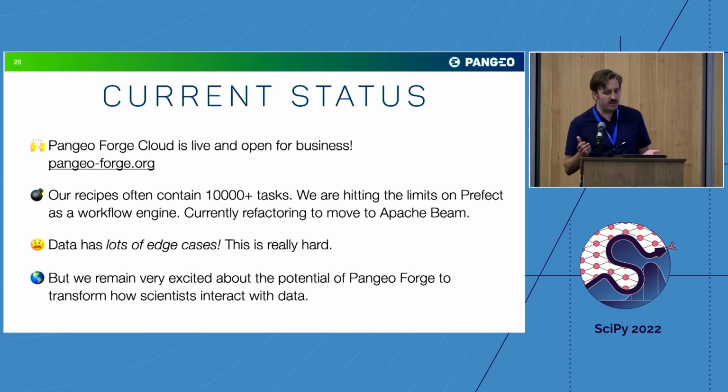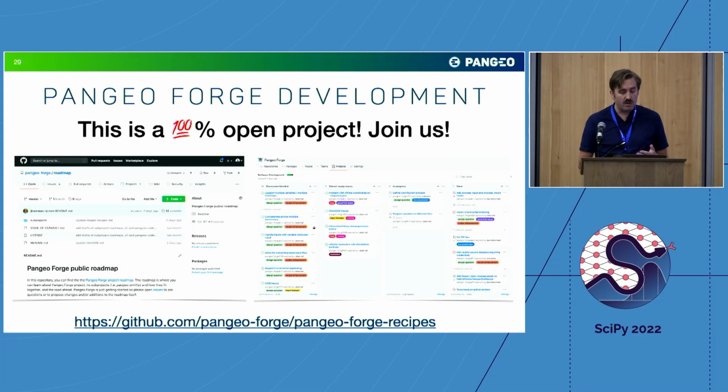Despite those challenges, we're really excited about the potential of Pangeo Forge to transform how scientists interact with data. And we invite you all to get involved. If this is exciting to you, come join the project. You can contribute to the software or contribute recipes, and we'll be organizing a sprint on Saturday to create more recipes and populate this repository. You saw there's only about a dozen datasets in there right now, so it's not comprehensive in any way.